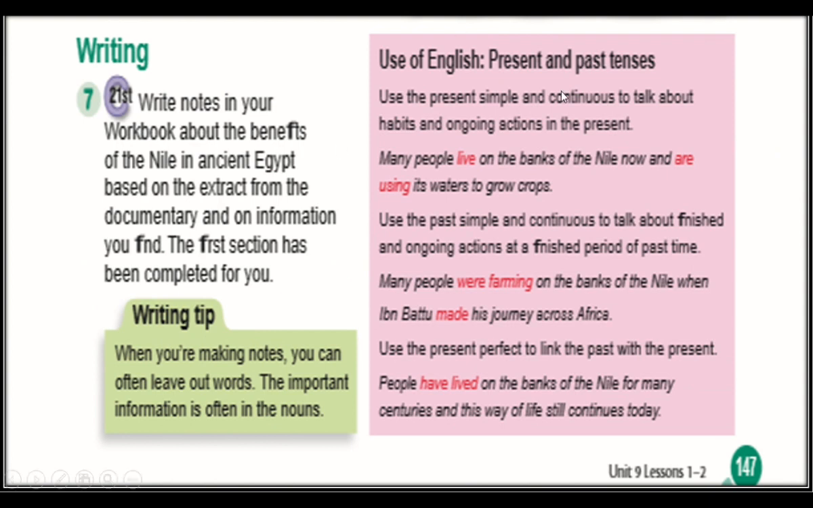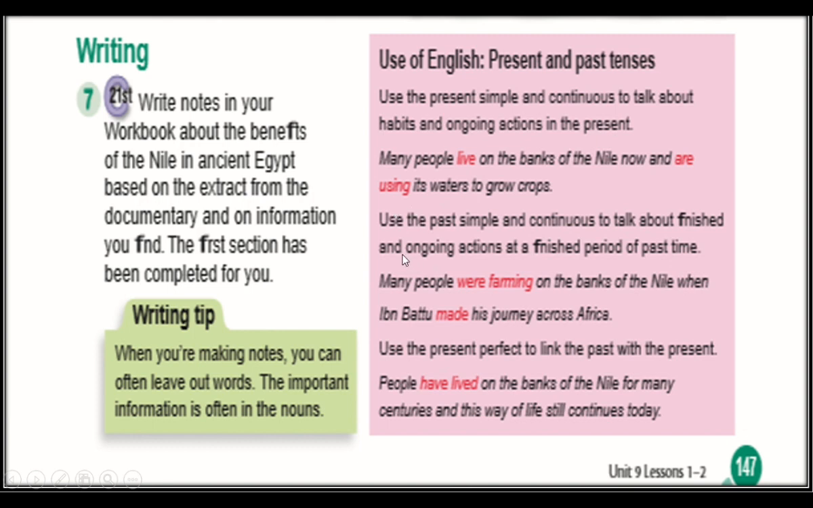Use of English. Present and past tenses. As we all know, we use the present simple and continuous to talk about habits and ongoing actions in the present. For example, many people live on the banks of the Nile now and are using its waters to grow crops. Many people live here is in the present simple tense. Are using is in the present continuous.